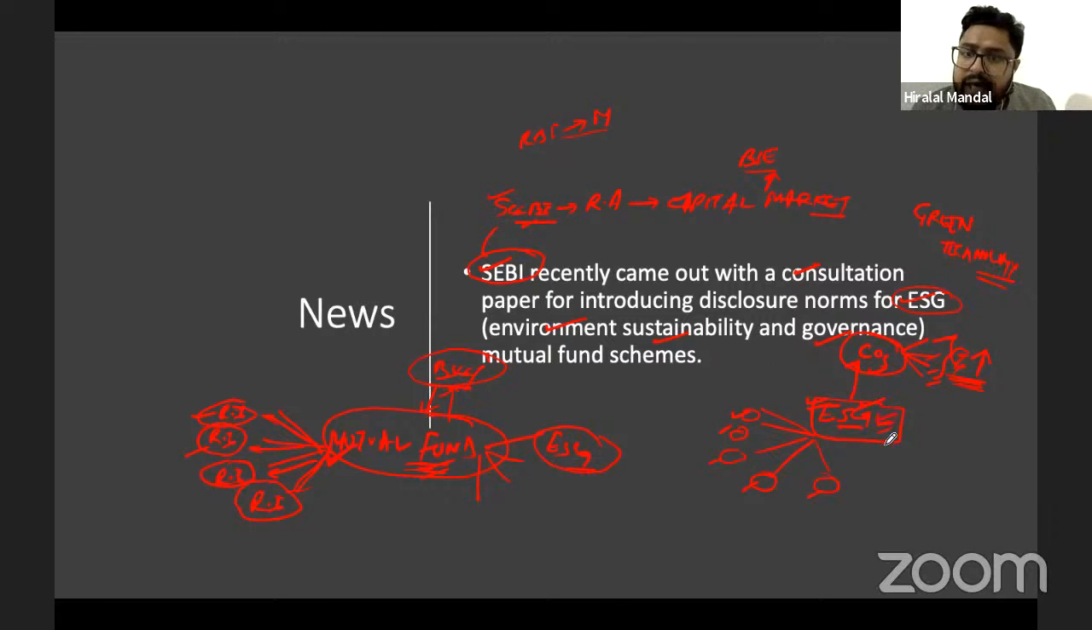So the ESG fund has been visualized in order to meet the current requirement of the market. In this broader context, a consultation paper has been released by SEBI regarding ESG mutual fund schemes. You understood this point? The background, and the benefits that launching ESG mutual fund schemes can have on the Indian economy. This will greatly fund green technology companies and companies engaged in renewable energy production, and they will have access to funds. It's a huge positive for those companies.